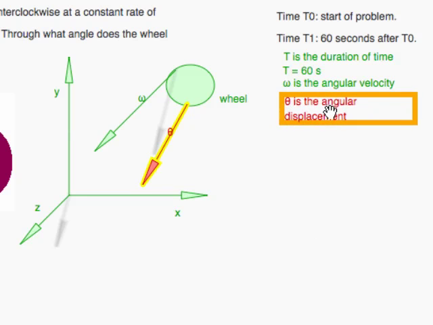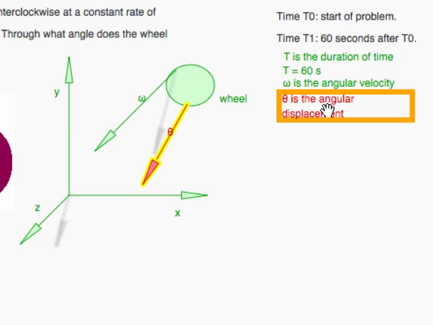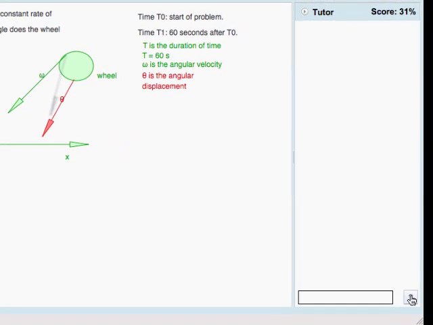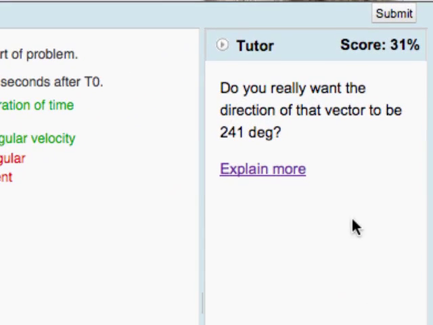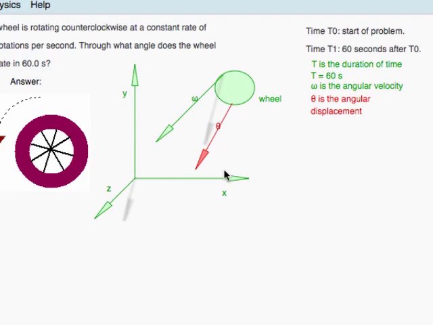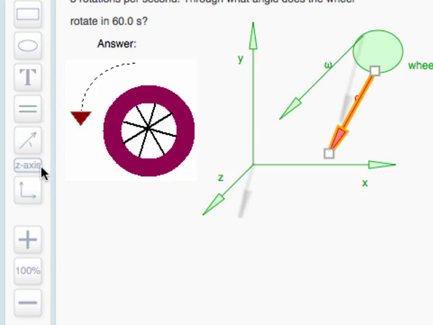Now it turned red, and if I'm not sure why it turned red, I can get some help. So I'm going to go ahead and click the question mark down here and see what it says. Do you really want the direction of that vector to be 241 degrees? So obviously my direction is wrong. And actually the real problem here is not just the angle, it's that I've got it on the wrong axis.